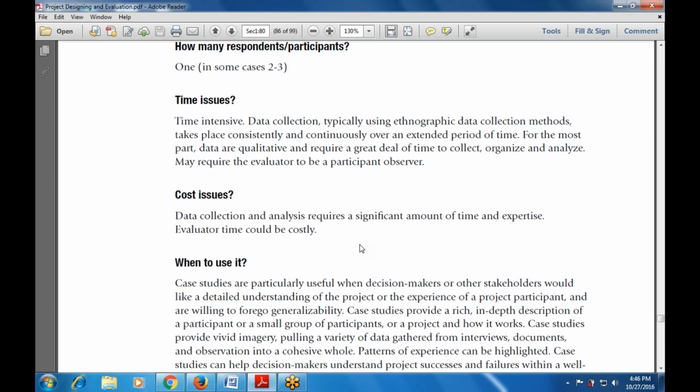Case studies also provide vivid imagery, pulling a variety of data gathered from interviews, documents, and observation into a cohesive whole. The pattern of experience can be highlighted, because whenever we use a case study, it can be highlighted for the content and for the usage of the data.